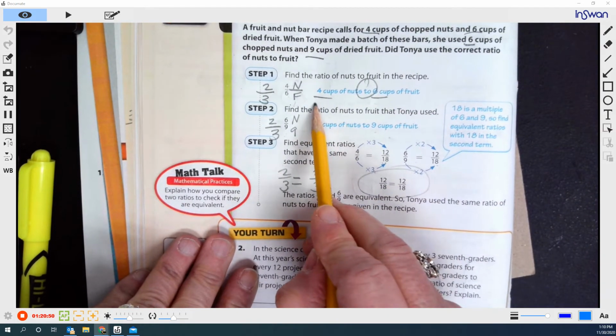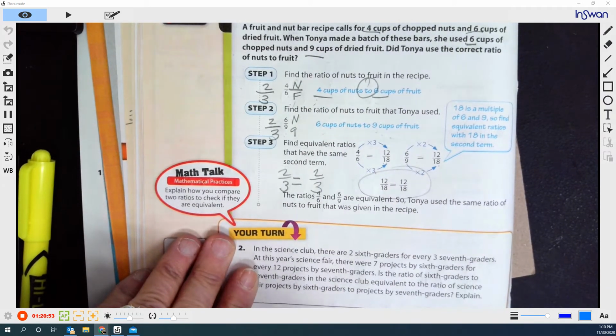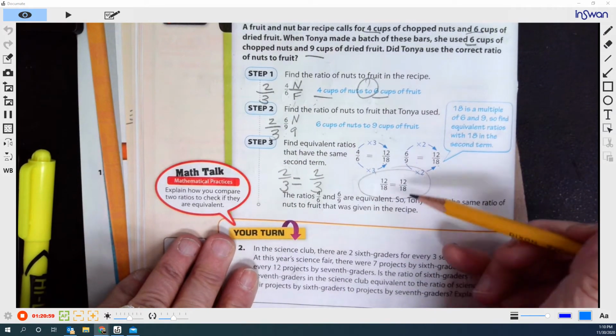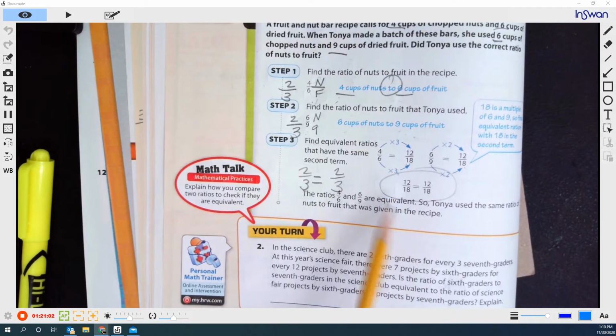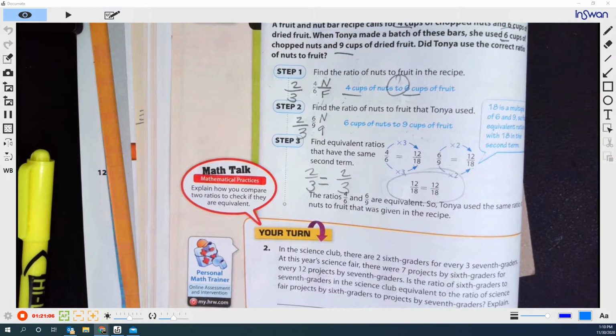See how I did that? 4 plus 6 is 10, 6 plus 9 is 15. But the ratio of nuts to fruit is still 2 to 3, or 12 to 18 here if you went up. So that's pretty good, right?